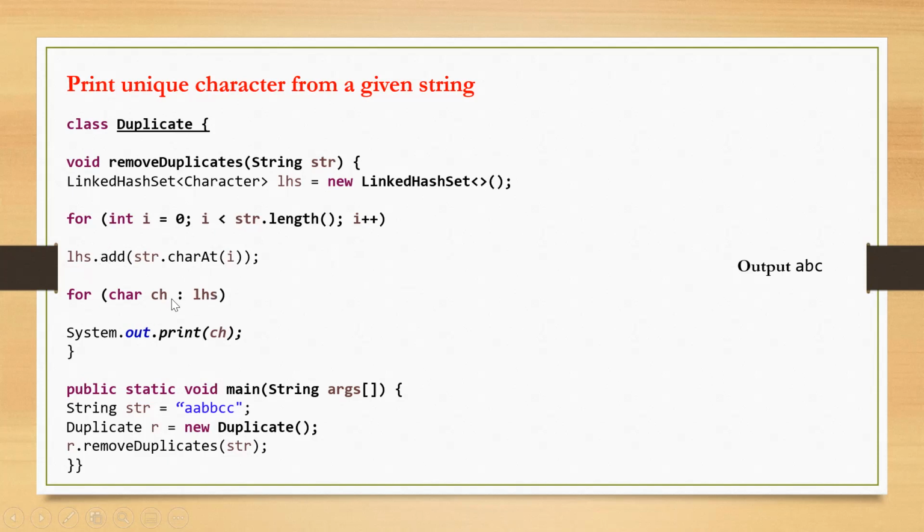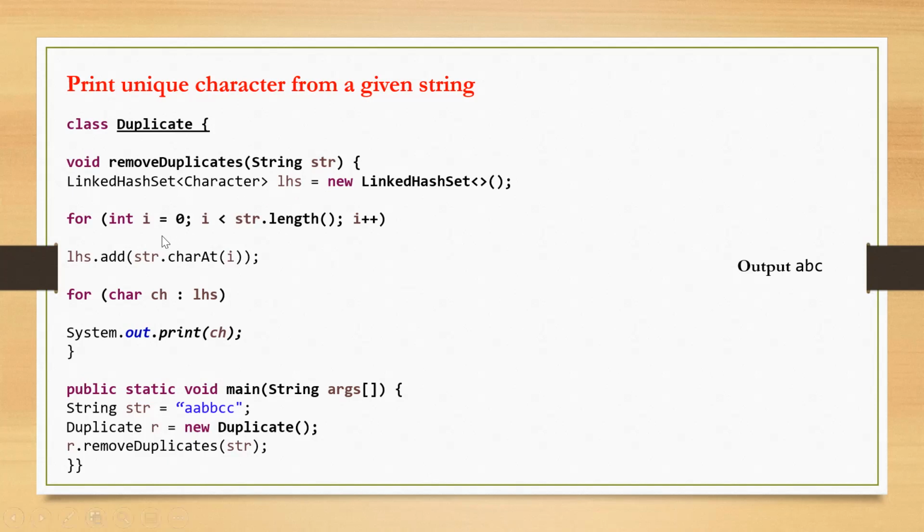Now how will we read that? With the help of an enhanced for loop. We are reading each char ch of lhs. lhs is the LinkedHashSet. So here we will print ch. ch is the char we have declared for this LinkedHashSet. The logic is very simple: a set will not allow duplicates, right? A set will not print duplicate values. That's why we have just taken one set.